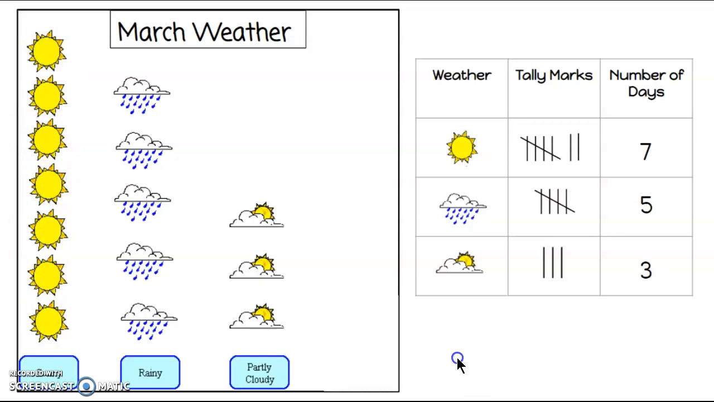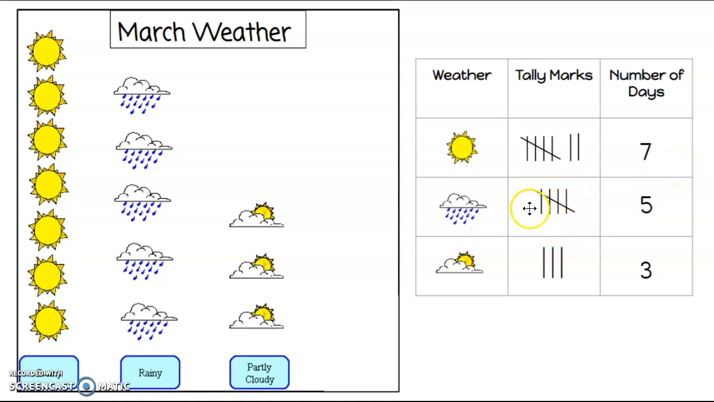So here is a March weather graph. You'll notice that we always have a title and we always label each of our columns. So over here is my frequency table, or where I collected my data. So we looked at the weather over a certain number of days, and we found that there were a certain number of days that had sunny days, rainy days, and partly cloudy days. If I look here at my tally marks, remember, if I have 4 with 1 crossed over, I can automatically know, oh, that stands for 5, so I can count on. 5, 6, 7. I have 7 days that were sunny.